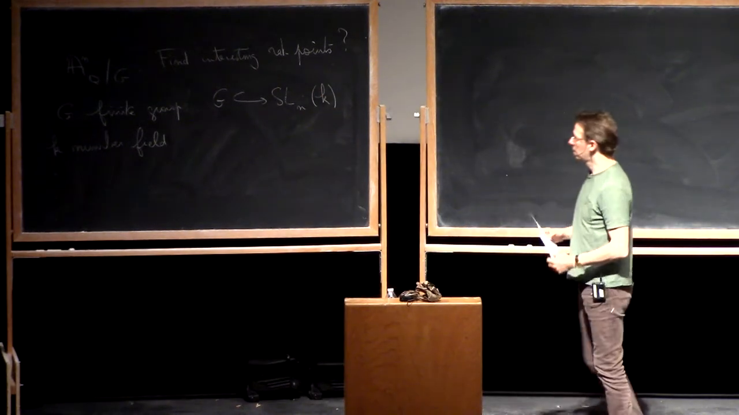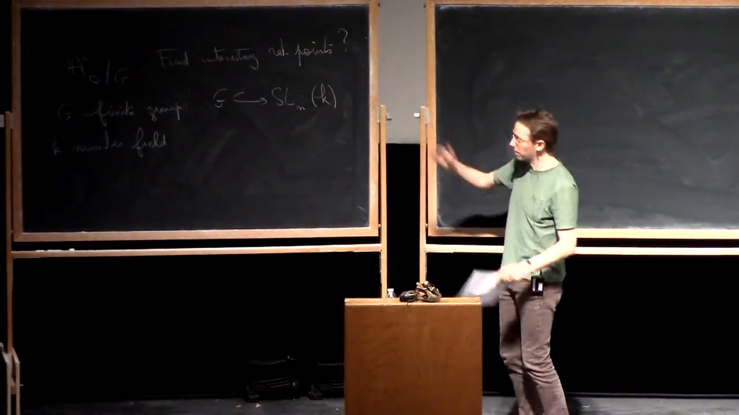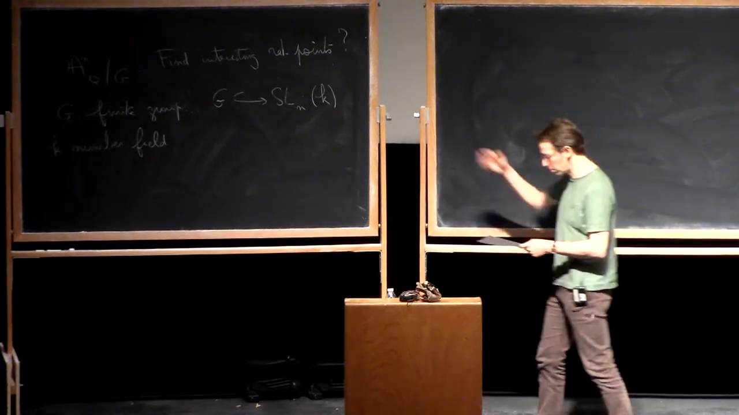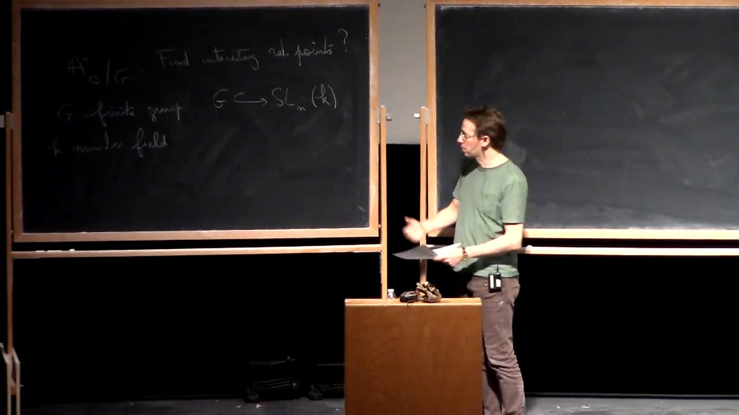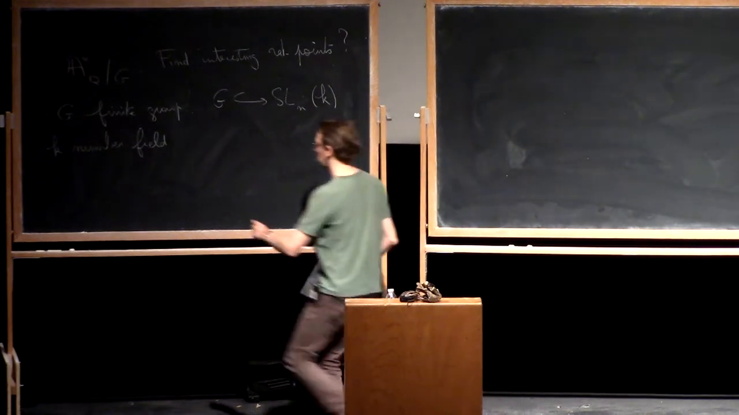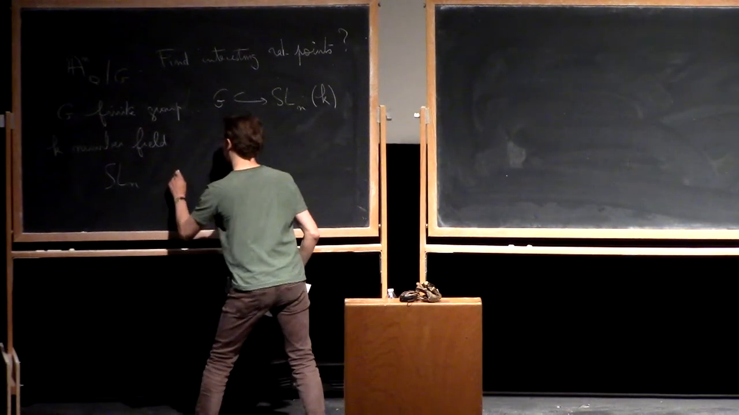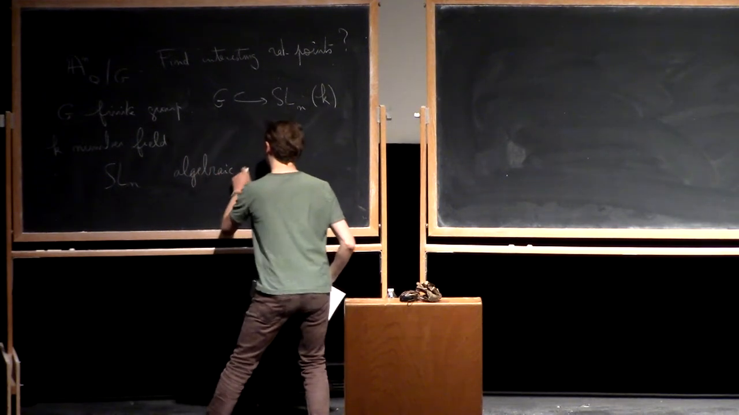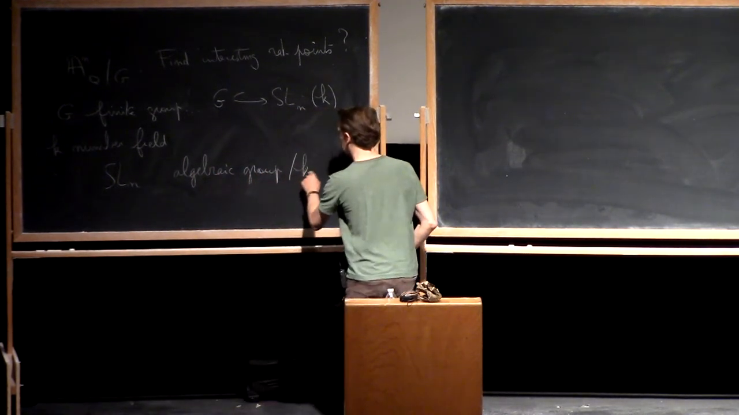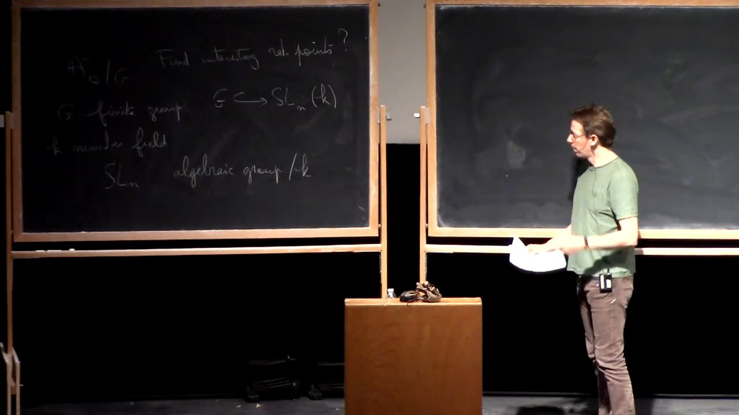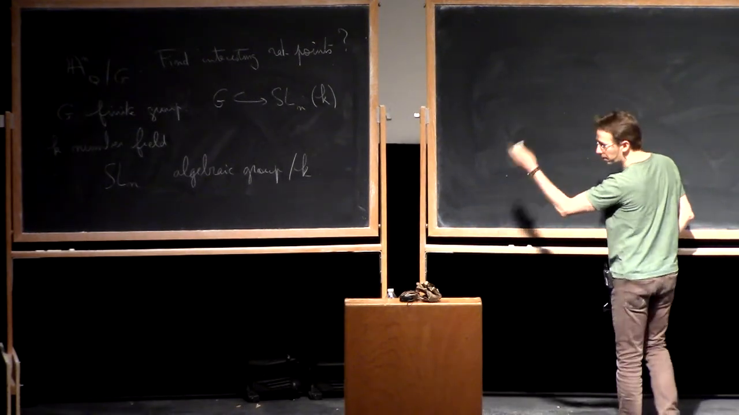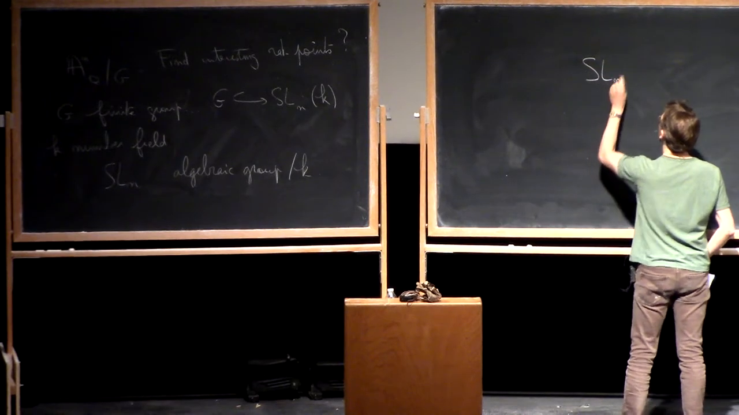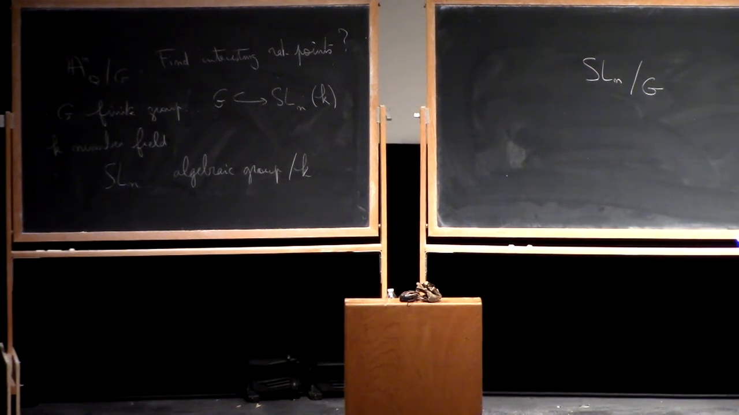So you embed G into SL_n of K in some way. And I mean, you can always do this. First embed G into S_n, for example, for some n, embed S_n into some SL_n of K. And then let's consider G as a subgroup of SL_n. So let's consider SL_n as an algebraic group over K. So that's an algebraic variety with a group law. And I view G as a subgroup. And I consider the quotient of the group by the subgroup. OK, so if you like, it's the quotient of SL_n by the right action of G by multiplication.